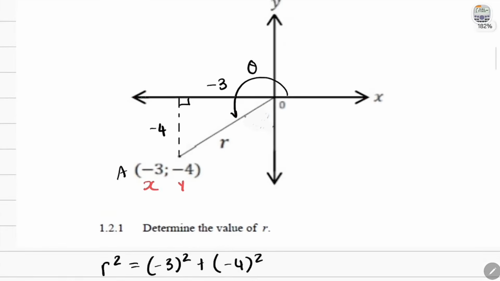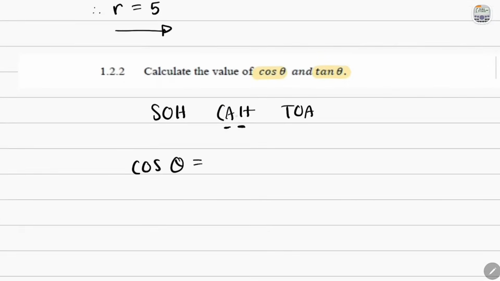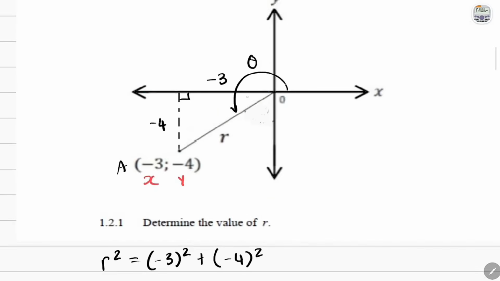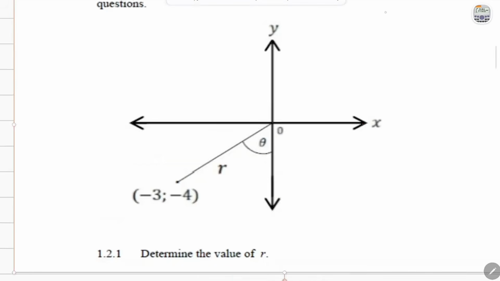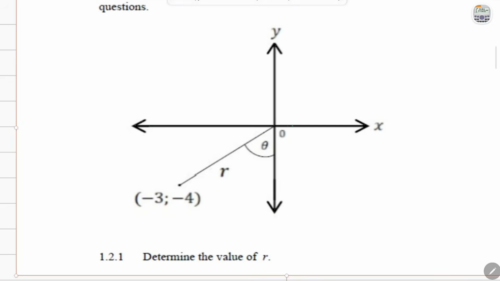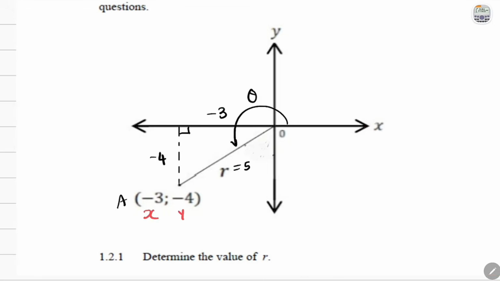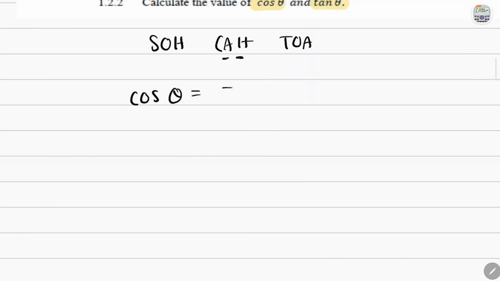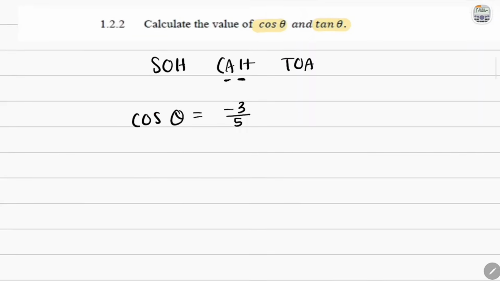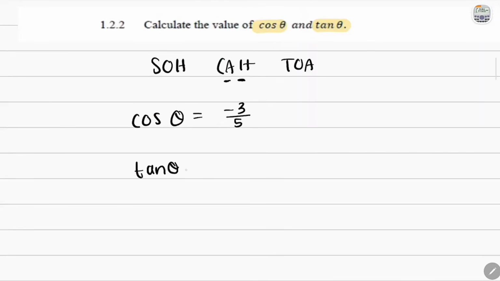Okay, so cos theta. Remember from SOHCAHTOA that cos is adjacent over hypotenuse. So we'll take the adjacent side. The opposite is negative 4, but next to the angle is negative 3. So this is the adjacent side, and then over the hypotenuse, which is r, and we already found that to be 5 units. So we can say it's the adjacent side of negative 3 over 5. And then tan theta.